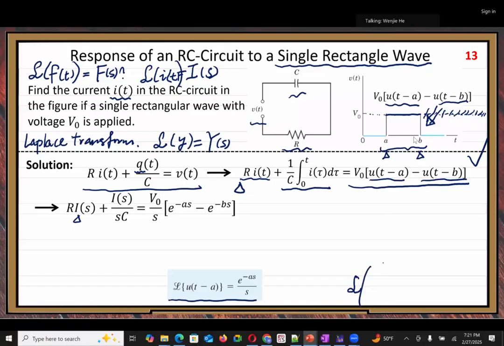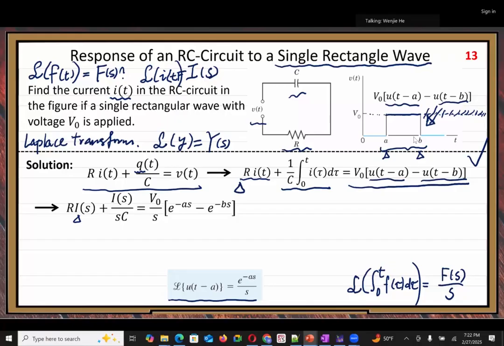We have this formula. Let me write it. Inside it's an integral from 0 to t of f of tau, equals F of s, divided by s. Okay, divided by s.